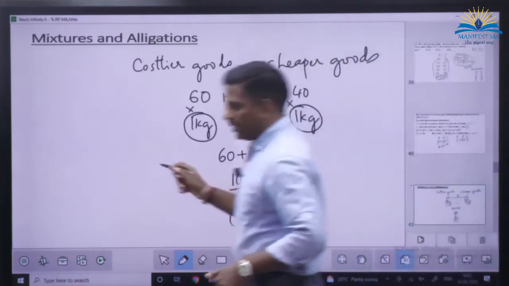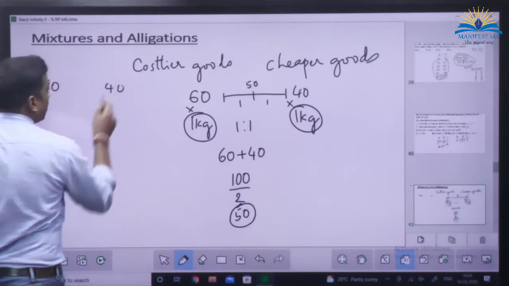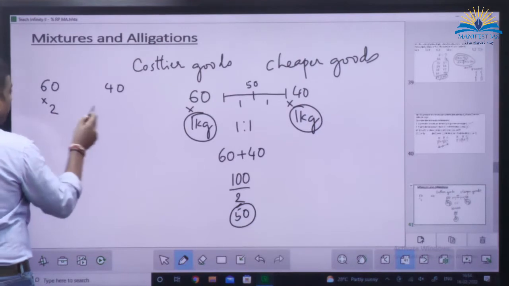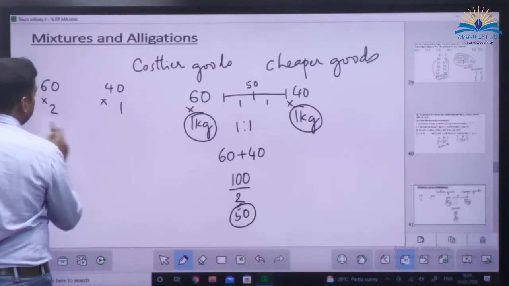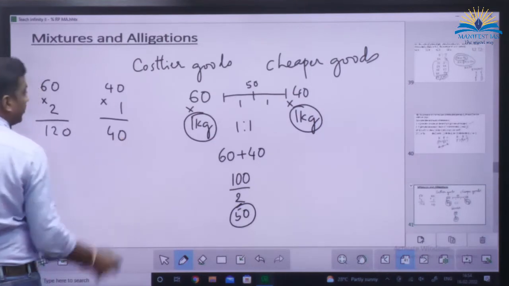Now, I'll take one more scenario. 60 rupees rice, 2 kgs and 40 rupees rice 1 kg. So total this is 120, here 40.